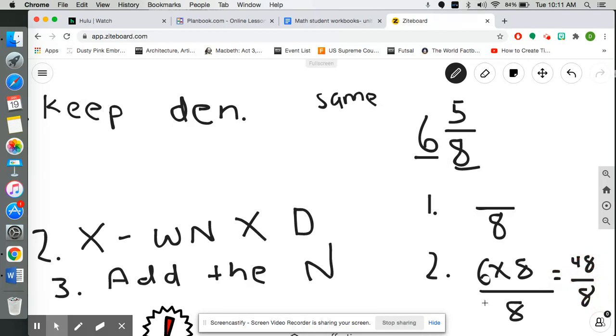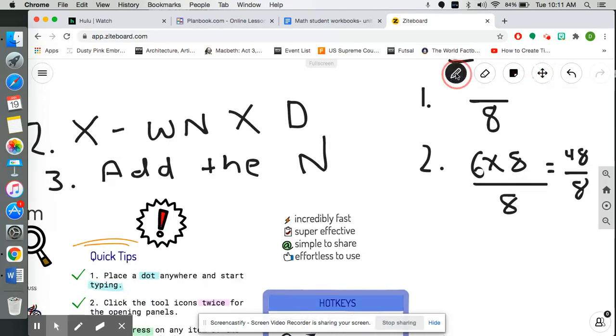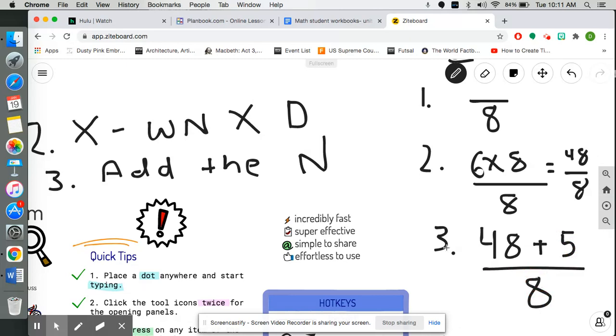Step number 3 says that I need to add the numerator. The numerator is 5. So I'm going to go down, I'm going to scroll, and I will do 48 plus 5 over 8. If I don't know what that is, it is 48 plus 5 is 52 eighths.